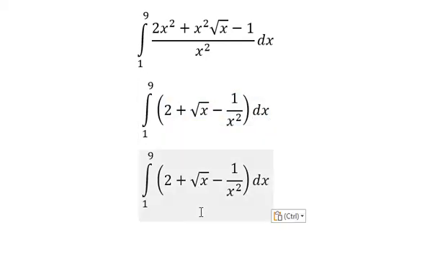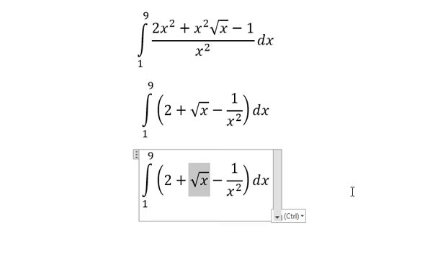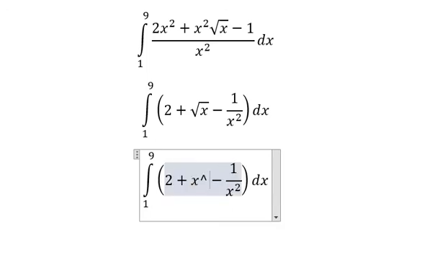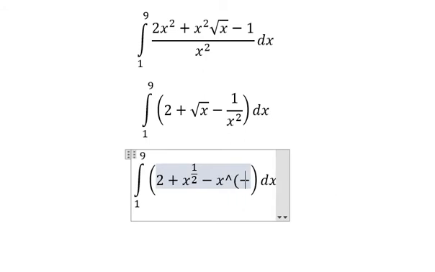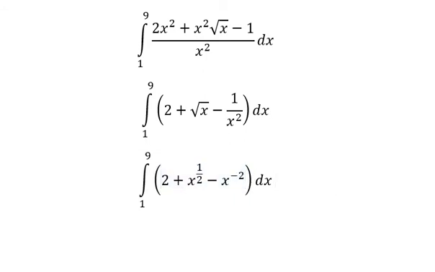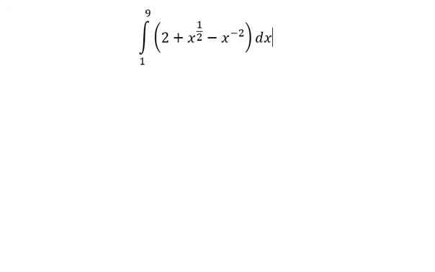Next, the square root of x we put into x to the power of 1 over 2. This one I can put into x to the power of negative number 2. Now we have the formula in here.